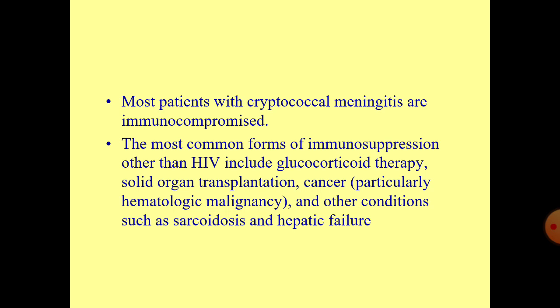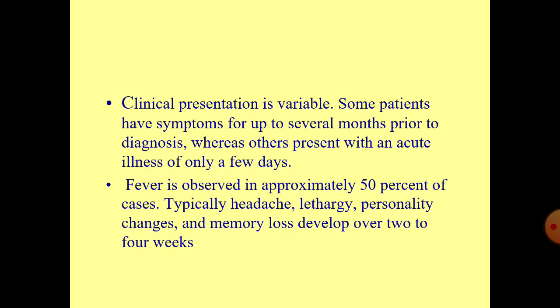Most patients with cryptococcal meningitis are immune compromised, and the most common forms of immune suppression, as we said, are patients who have HIV or AIDS, or who use glucocorticoids for a long time, or patients who have a solid organ or hematopoietic stem cell transplant. Other conditions like hepatic failure and sarcoidosis also make these patients liable to cryptococcal infection.